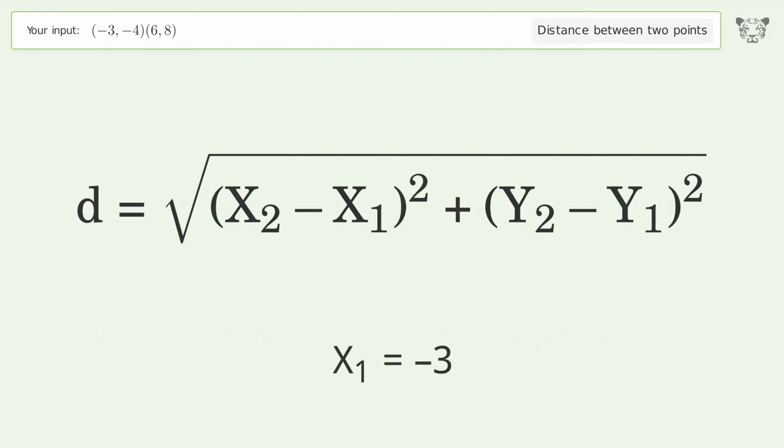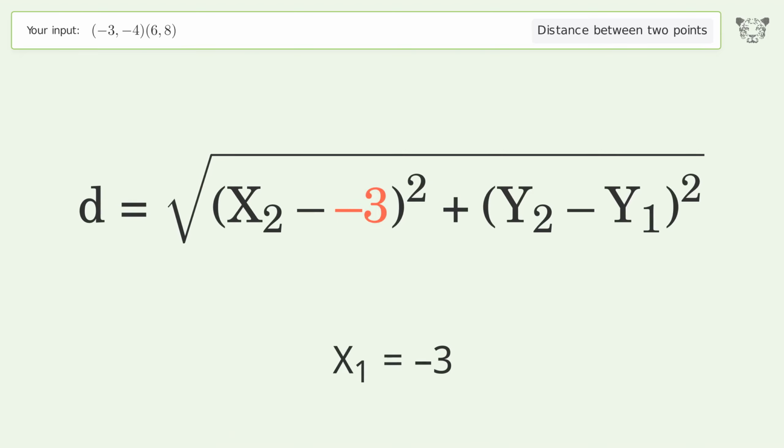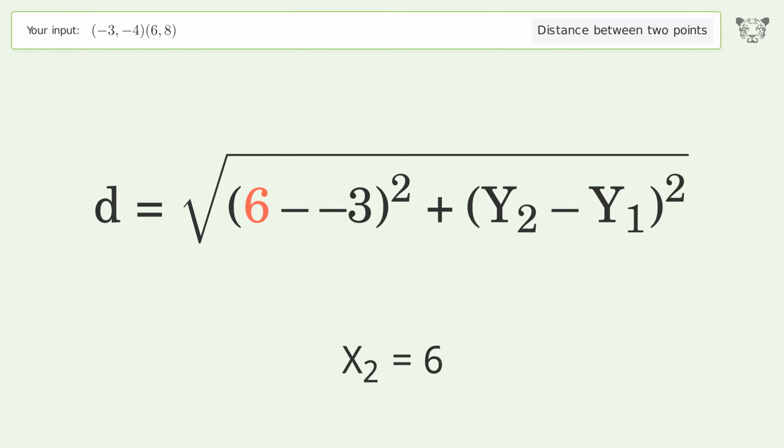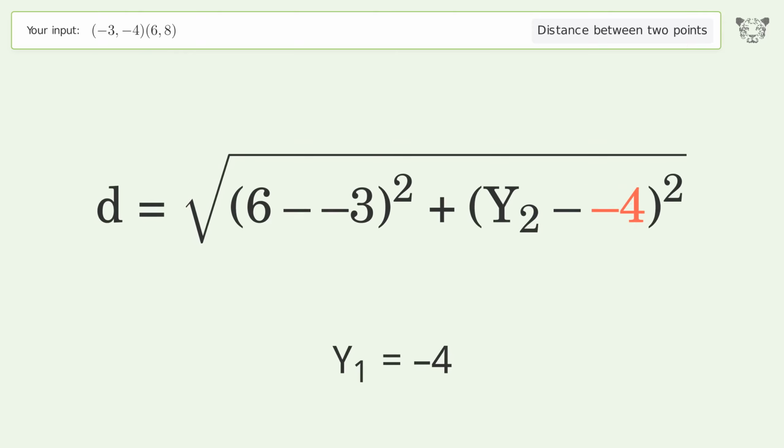x1 equals -3. x2 equals 6. y1 equals -4. y2 equals 8.